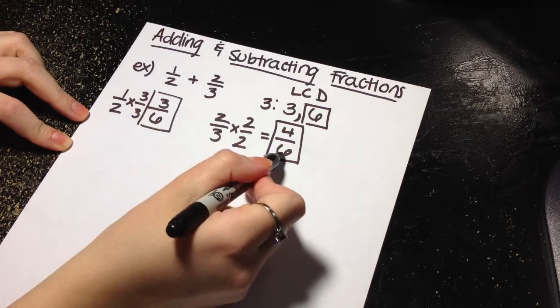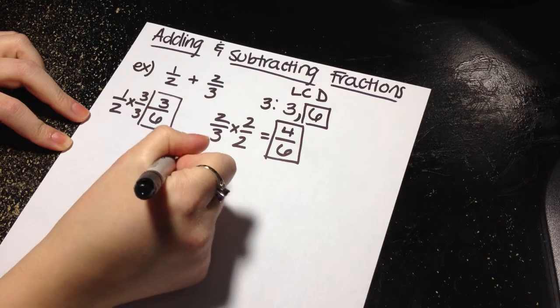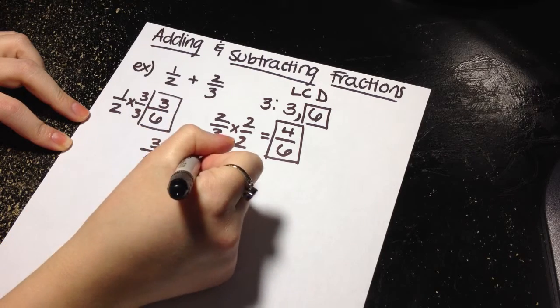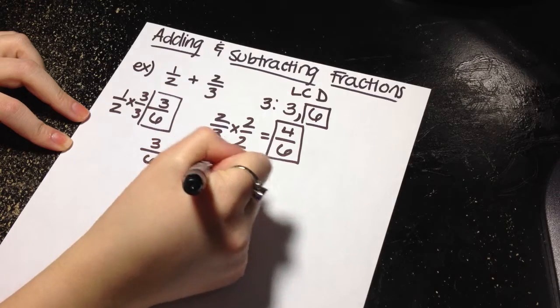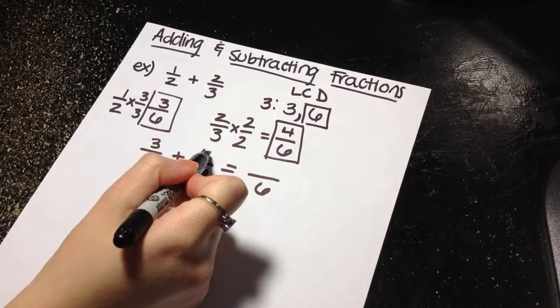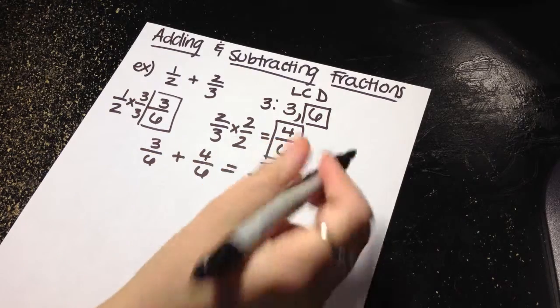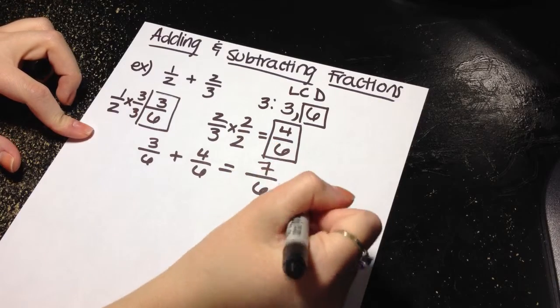Now, since both fractions have the same denominator, which is 6, I can actually add them. So I have 3/6 plus 4/6, and my denominator stays the same, and I just add the top numbers. So I add 3 plus 4, which is 7. So my final answer is 7 over 6.